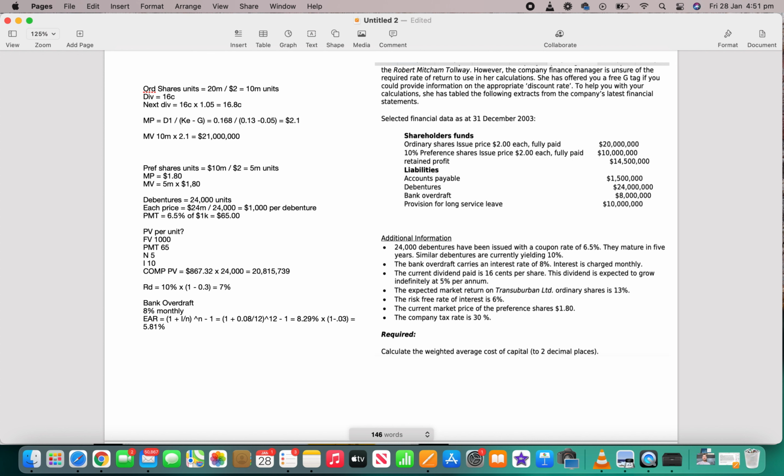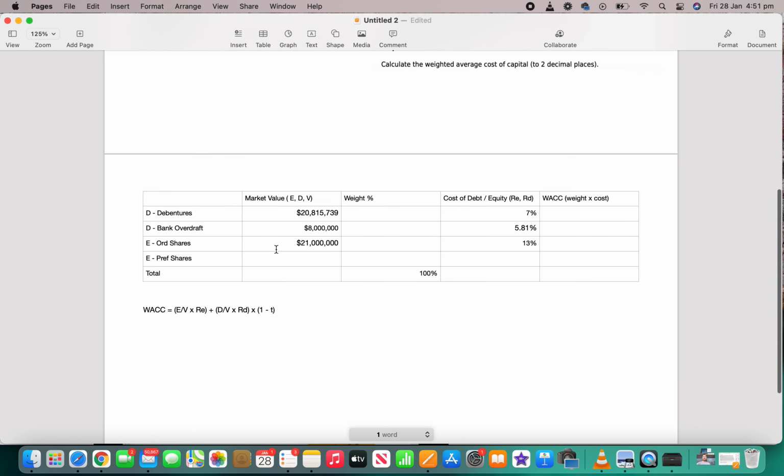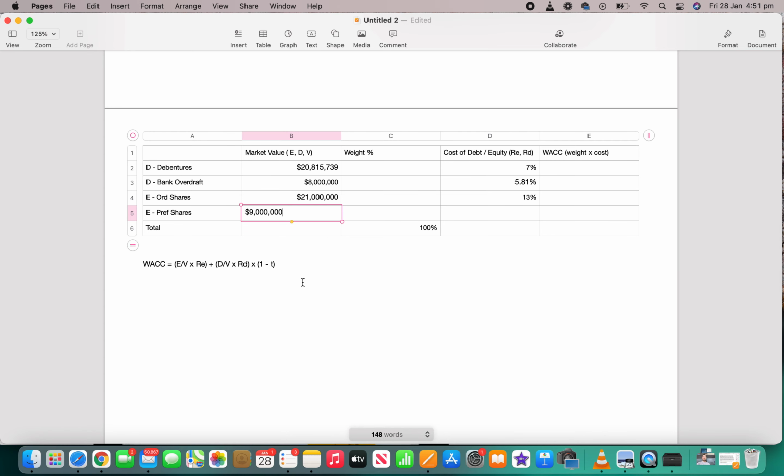Actually, I think I'm missing a step. It's saying the current market price for the preference shares is $1.80. No, I'm not missing a step, sorry. We're taking the same method as in the ordinary shares above. We've got our market price of $1.80. To get our market value, we take our units, which we've already calculated as 5 million, times $1.80, which equals 9 million. So that's our market value.